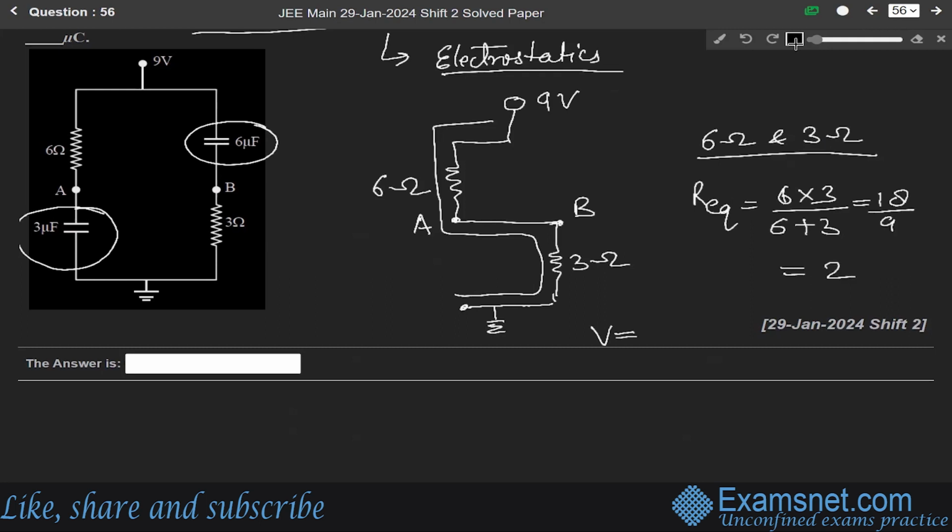From Ohm's law, V equals IR. So I will be equal to V over R. Okay. Now, sorry, these are in series, not in parallel. These are in series. So series means directly 6 plus 3 equals 9. Sorry. These are in series. So 6 plus 3 equals 9. Okay.